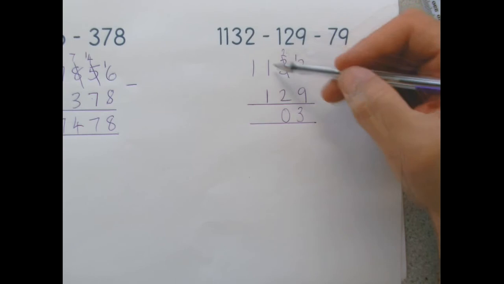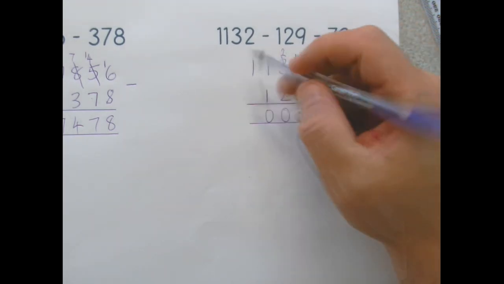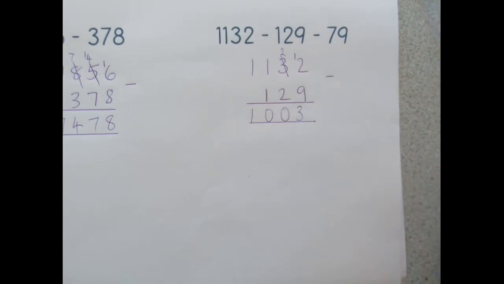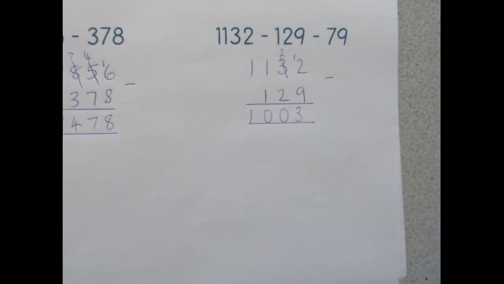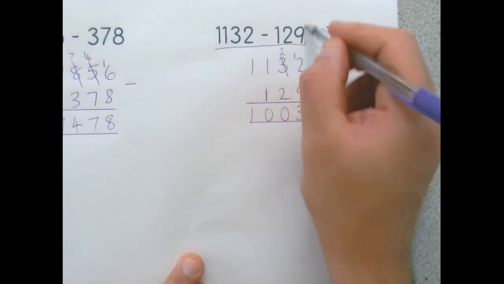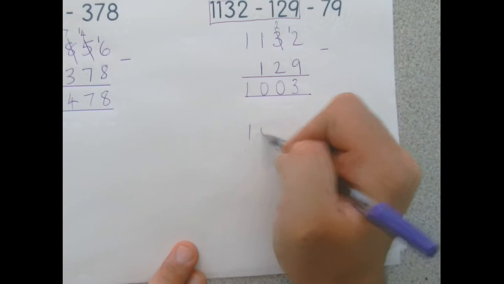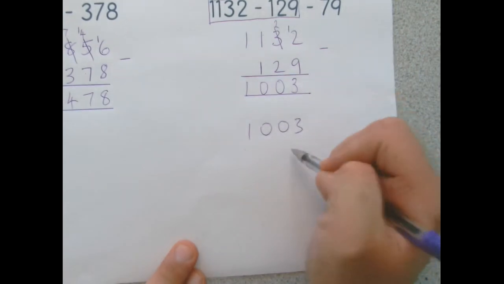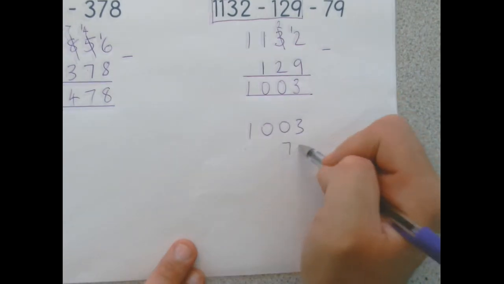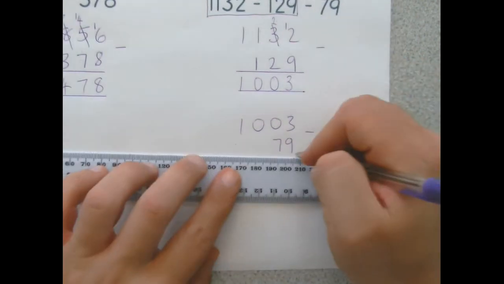Alright. 1 take away 1 is 0. And then 1 take away nothing is just 1. Okay, so we've got 1,003. Okay. Now this is my answer for this part here. Okay, 1,003. What I'm going to do now is, underneath, I'm going to write out 1,003. Okay, and now I'm going to take away the 79. Okay. I'm going to have 2 lines again.